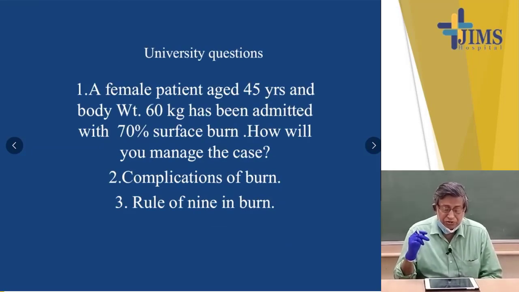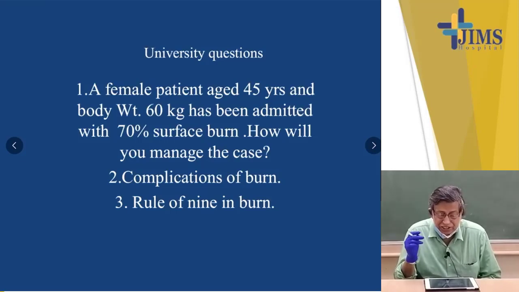In university questions, every alternate year you will get these questions. A female patient aged 45 years and body weight 60 kg or 50 kg has been admitted with either 60% burn or 70% burn or 80% burn, surface burn. How to manage the case? This is a very common question in university examinations. Again, short notes are complications of burn, and the third short note is rule of 9 in burn.